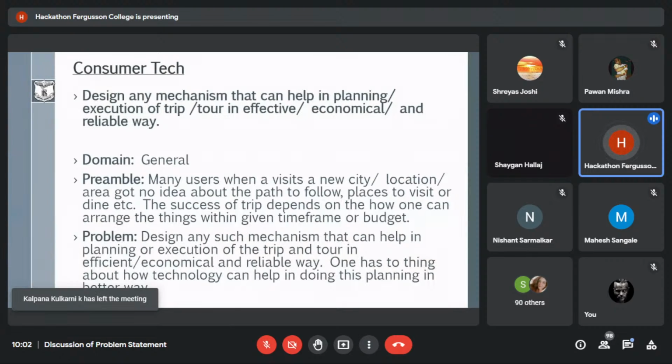And that management should be in an efficient way. When I'm moving on a particular road, it should not happen that I miss a particular spot. So design it in such a way that it could help me in planning as well as in execution of my trip. Right? So these were our three problems, and as I told you, you can choose any one of the problem statements.